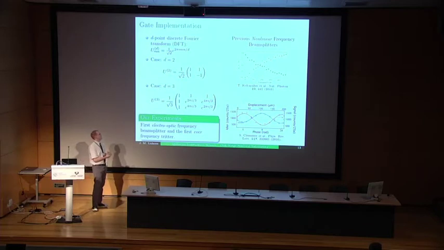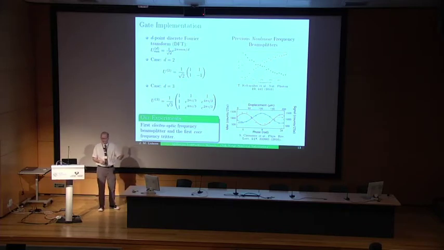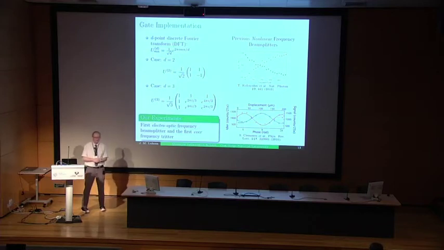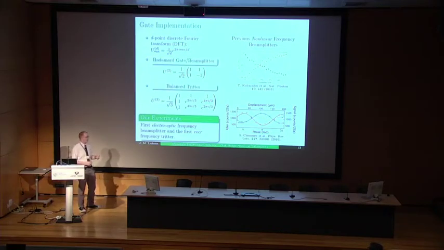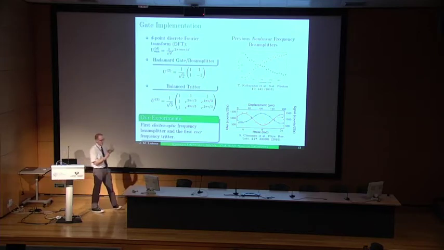And so we focus on the discrete Fourier transform, or DFT. And of course, the D equals 2 case is the Hadamard gate that we're all familiar with. The D equals 3 case is actually a balanced frequency tritter. And so in optics language, a lot of times we would say beam splitter and tritter.